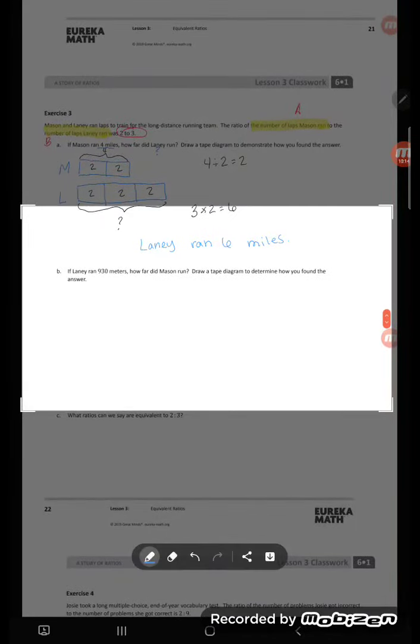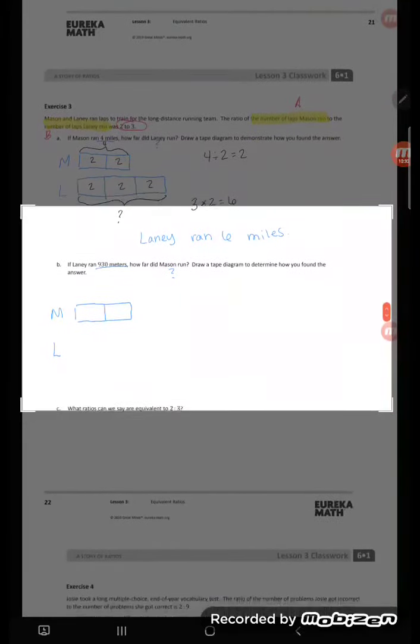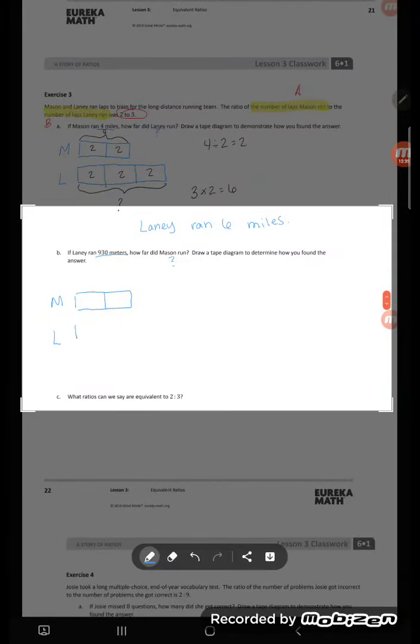So now, if Lainey ran 930 meters, how far did Mason run? So we're going to start with that same tape diagram. So I'm going to write M, L, draw my 2 boxes, because it's 2 to 3, right? Up here, 2 to 3. So we've got 2 boxes. Draw my 3 boxes. All right.